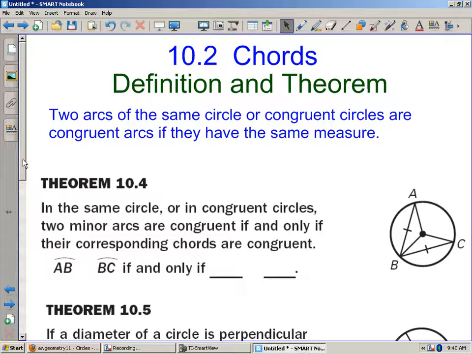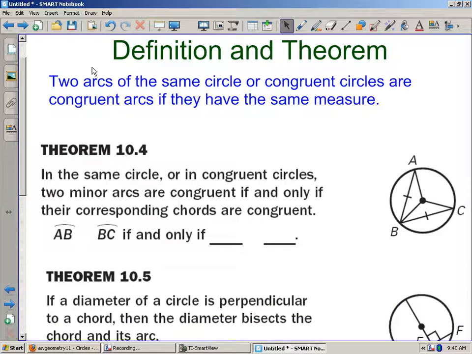So then we get to go into some other definitions. Two arcs of the same circle or congruent circles are congruent if they have the same measure. So basically, if we can determine that the arcs have the same measure, and the circles are congruent, then the arcs are congruent.